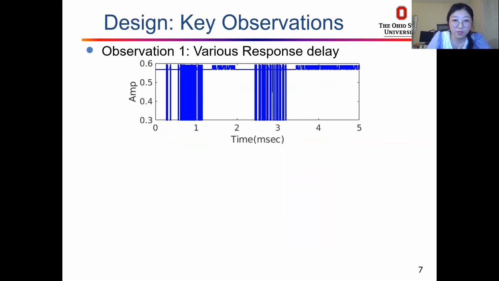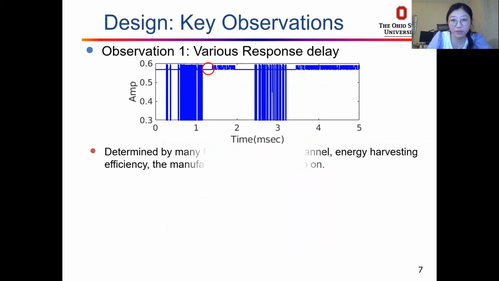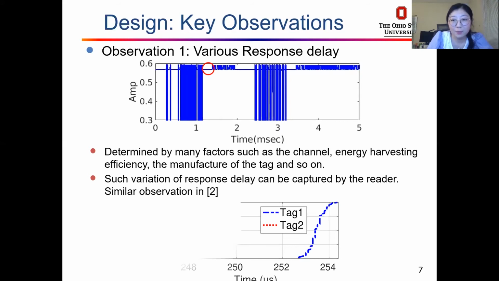Our first observation is the varying response delay. The response delay is defined as the time interval between the reader's query command and the tag's RN16. The length of the response delay is determined by many factors such as the location, the manufacturer, and so on. Such variation of response delay can be captured by the reader because the reader usually has a much higher sampling rate compared to the RFID tags.